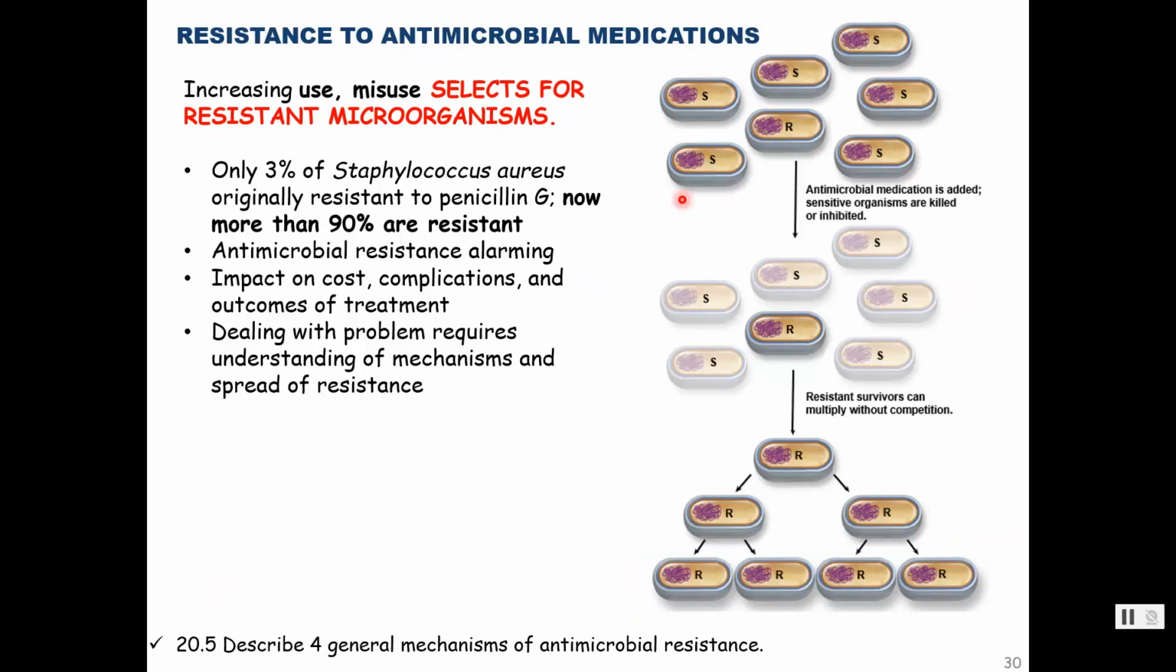This picture is showing you a population. S stands for sensitive or susceptible, and R stands for resistant. When an antimicrobial medication is added, those that are sensitive are going to die, and only the ones that are resistant can grow. That's what I mean by selecting. It's just like evolution, survival of the fittest: only those resistant are going to grow.